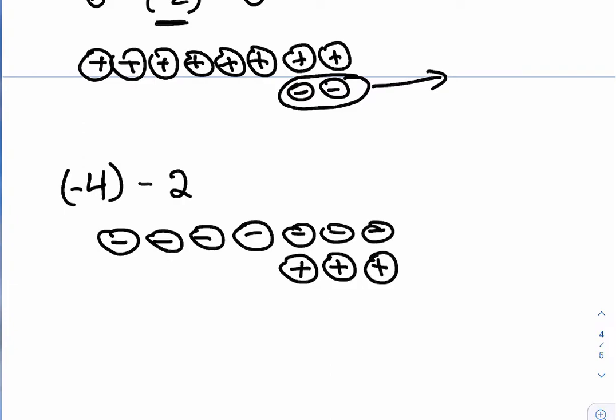Okay, I still have the 2 positive chips I need to remove available, so I'm going to remove those, remove 2. And now I have a little bit of an issue here, but remember, these are zero pairs, so I can then get rid of that, and my answer still will be -6. So once I've removed what I need to remove, you need to check and make sure that you don't have any zero pairs remaining in your answer before you write your answer down.